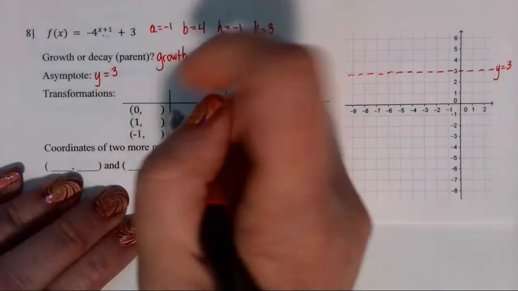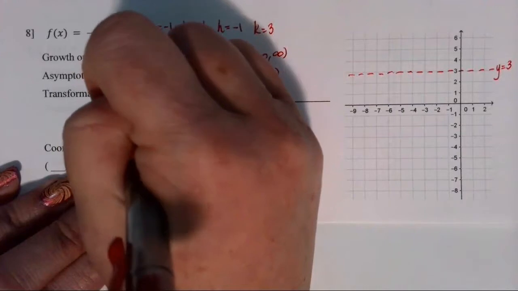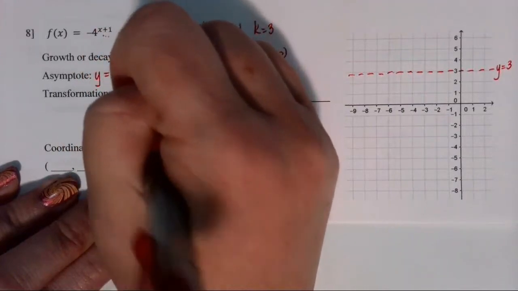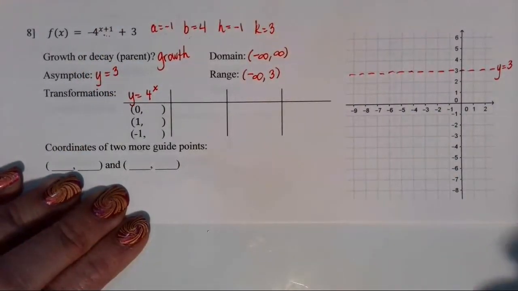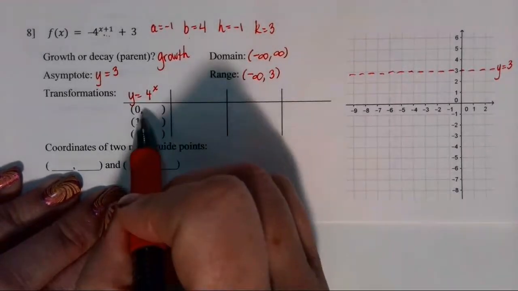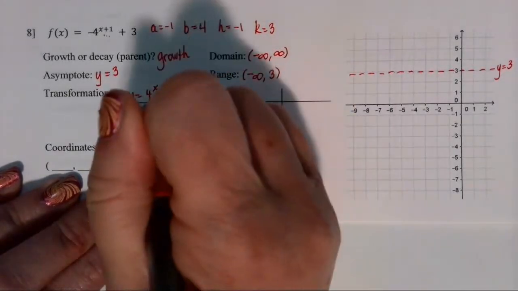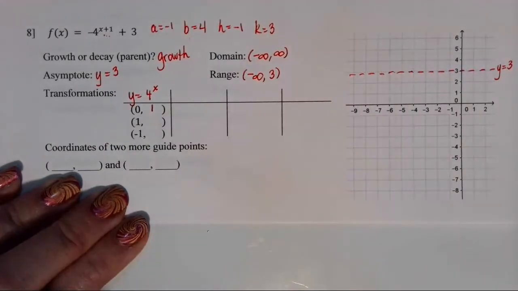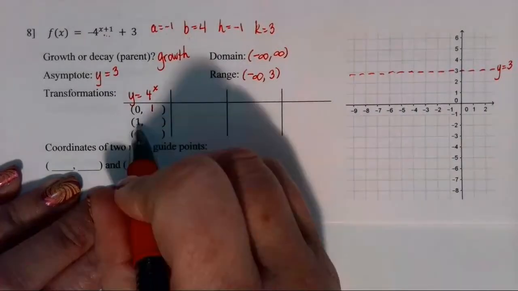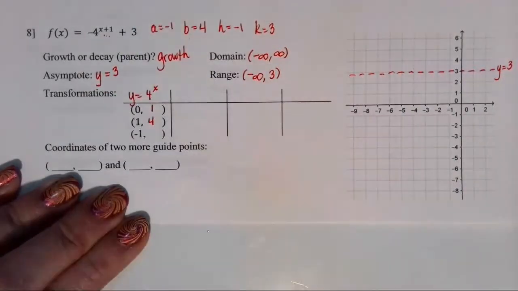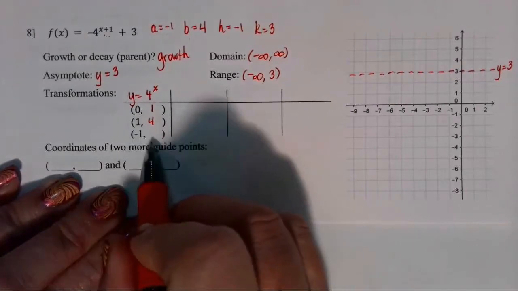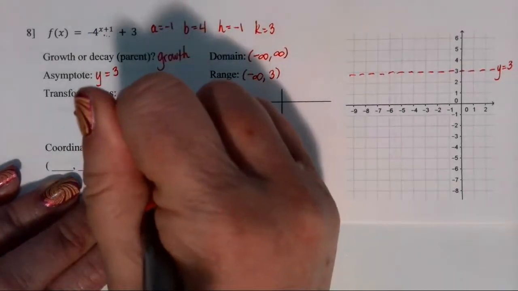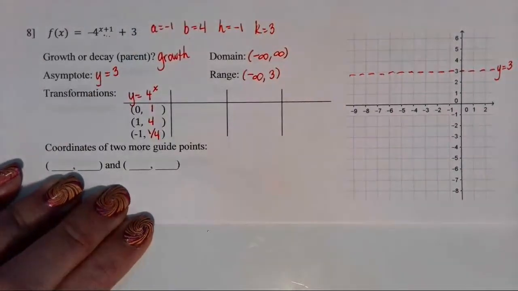Okay, the transformations are based on the anchor points of the parent graph, which is 4 to the x. So these 3 anchor points are the y-intercept of the parent graph, (0, 1), then (1, b), and the b is 4, and then (-1, 1/b), the reciprocal of b, and that would be 1/4.